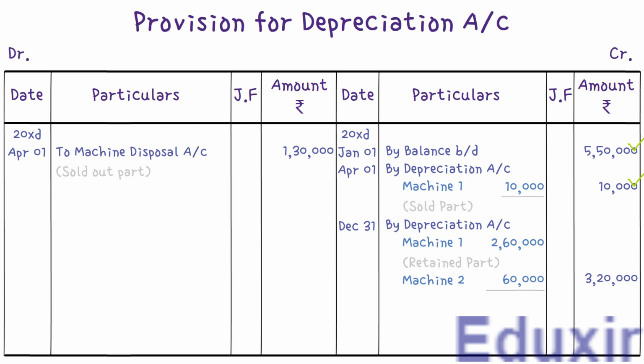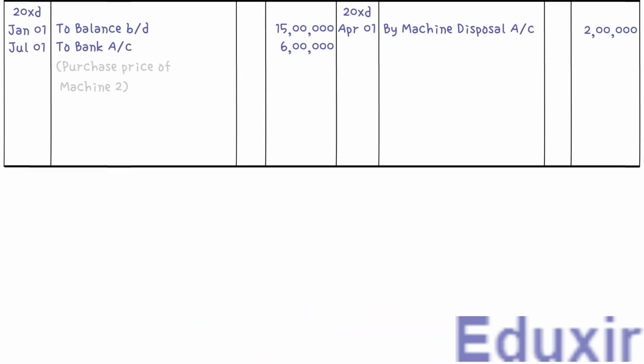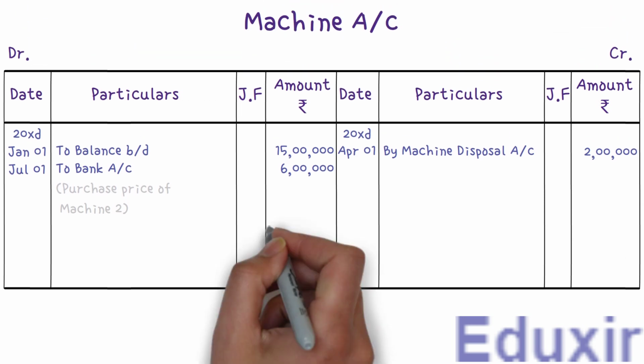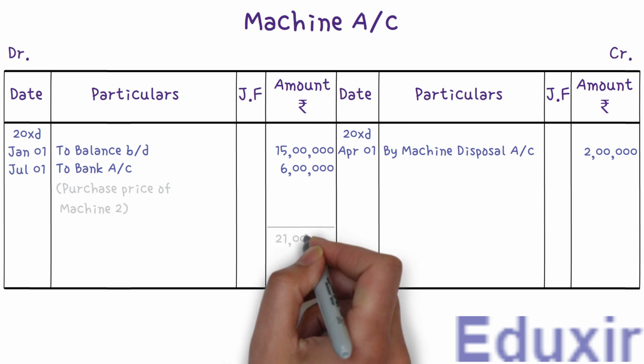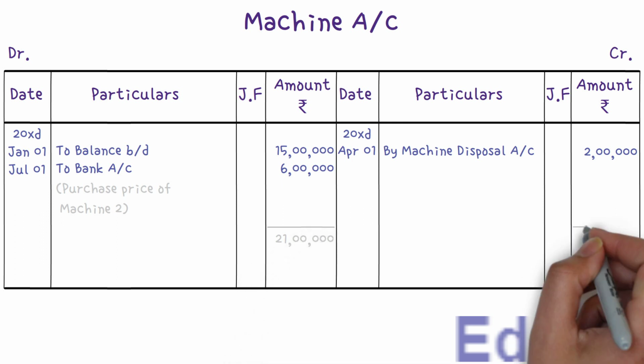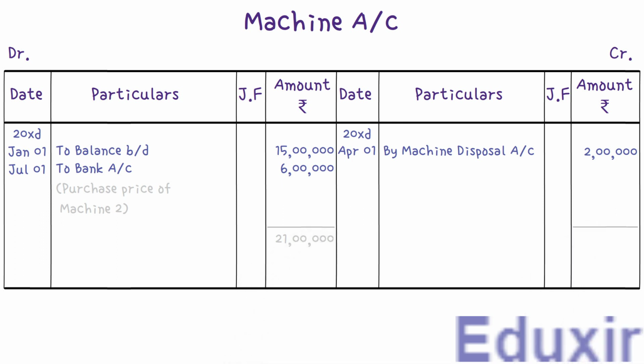As there are no more transactions in this accounting period, let us now proceed with finding the totals, balancing the accounts and closing the books. Let us start with the machine account. The total on the debit side of the machine account is 21 lakh rupees. The total on the credit side of the machine account is 2 lakh rupees.